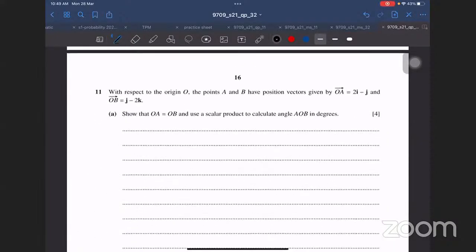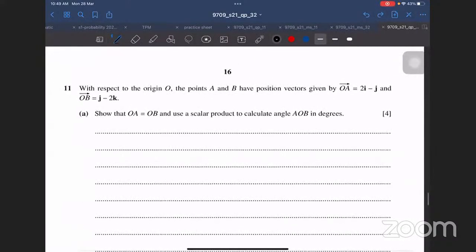The last one is vectors. With respect to the origin, the points A and B have position vectors OA and OB. Show that OA equals OB and use the scalar product to calculate this. When it says OA equals OB, what am I asking you to prove? Magnitude, because there is no vector sign. Right? So the magnitude of OA will be 2 squared plus 1 squared, and -1 squared, root 5. OB is also root 5.